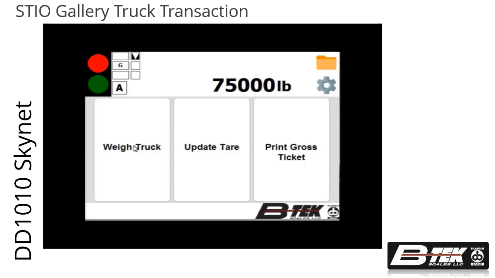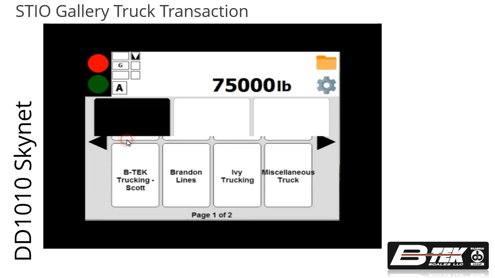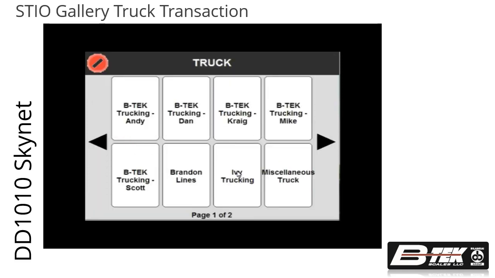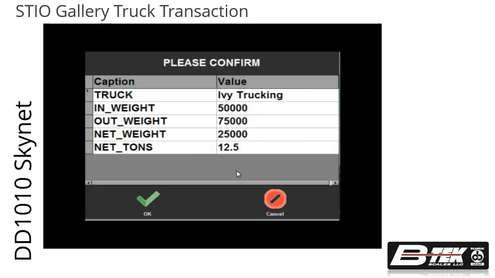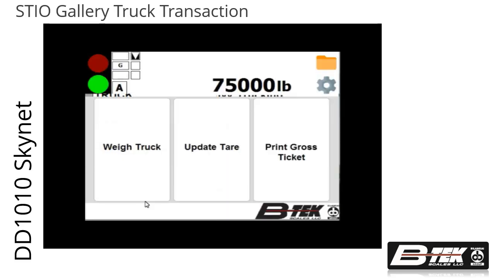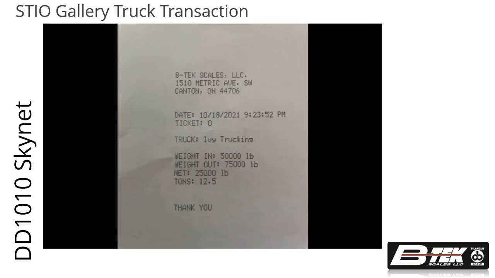And when he returns, we'll press the Weigh Truck button. Select the IV Trucking. It'll then give us our truck ID, inbound and outbound weights, and when we click OK, it will start to print. The truck can then exit the scale.